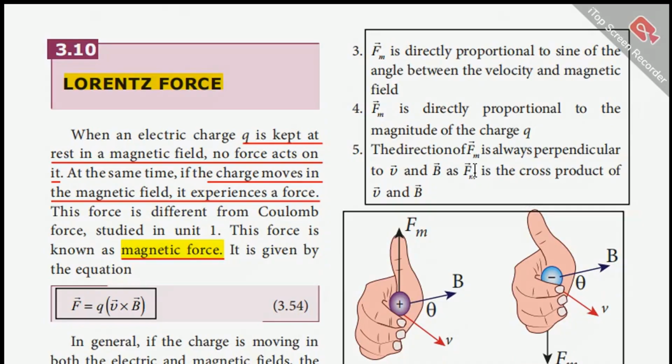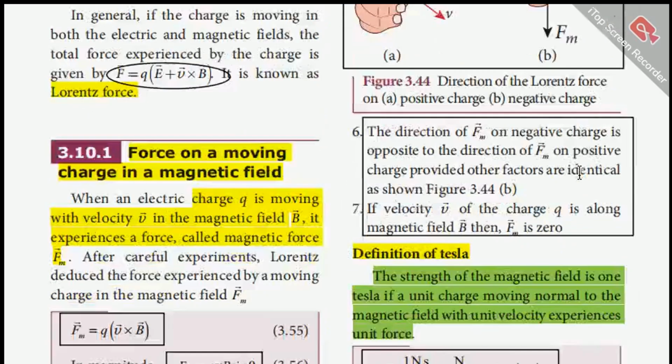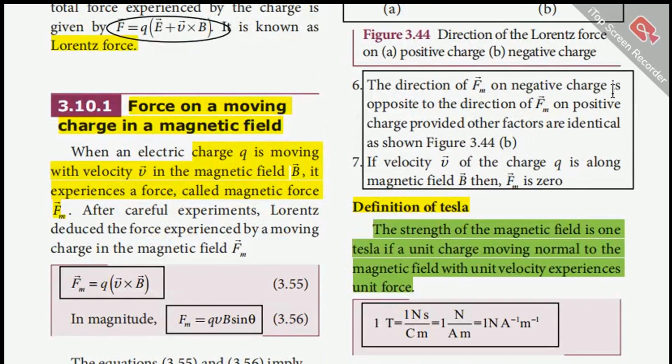What is the direction of that force? The direction is always perpendicular to v and B, as Fm is the cross product of v and B. So this picture gives the direction of the Lorentz force on a positive charge and a negative charge. Here the force acting on the charged particle is Fm, a downward force. Next, the direction of Fm on the negative charge is opposite to the direction of Fm on the positive charge, provided other factors are identical, as shown.